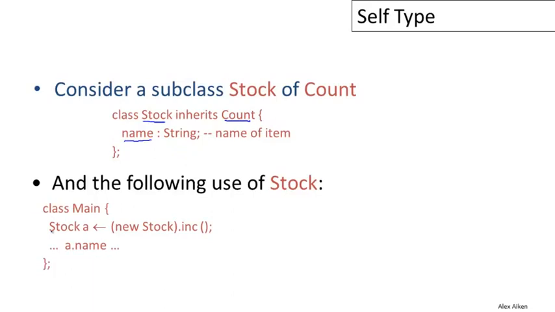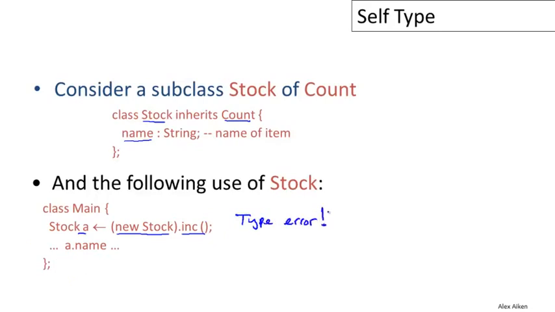And now down here, we can actually use this. We can allocate a new Stock object. We increment it to indicate that we have one thing in stock, and then we assign it to some variable that we've declared of type Stock. And then later on, we can use this a object as we like. Now, the problem is that this code actually will not type check. There is a type error in this code.